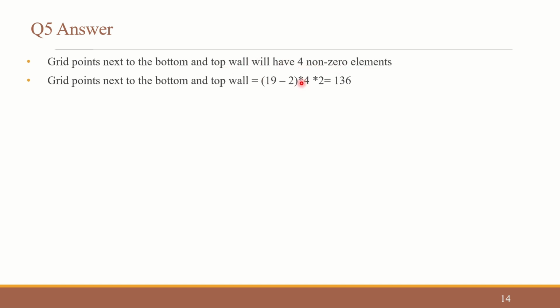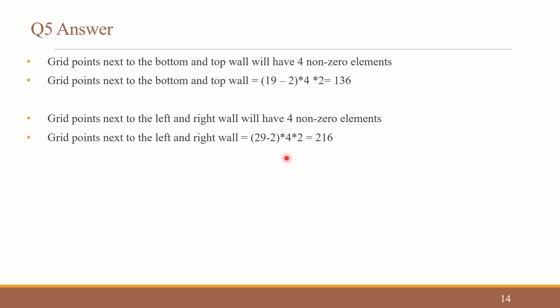So it is 19 minus 2 into 4 into 2 because we have bottom wall and top wall. So it is into 2. So here we have 136 elements. Now similarly for the left and right wall will again have 4 non-zero elements. So we are calculating as 29 minus 2 into 4 into 2. That again gives us 216.